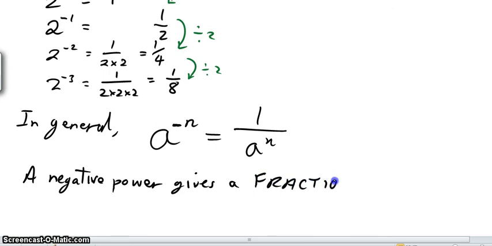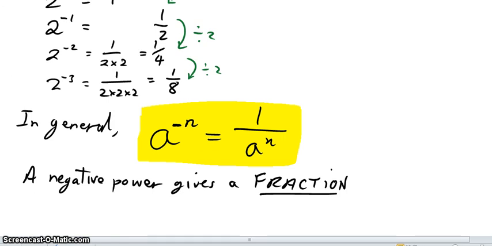Alright, now we're only talking about whole numbers here for n. We're just thinking of n as a whole number. So we end up with that result right there. Notice we start with a negative number, ending up with that fraction there. Alright? Done.